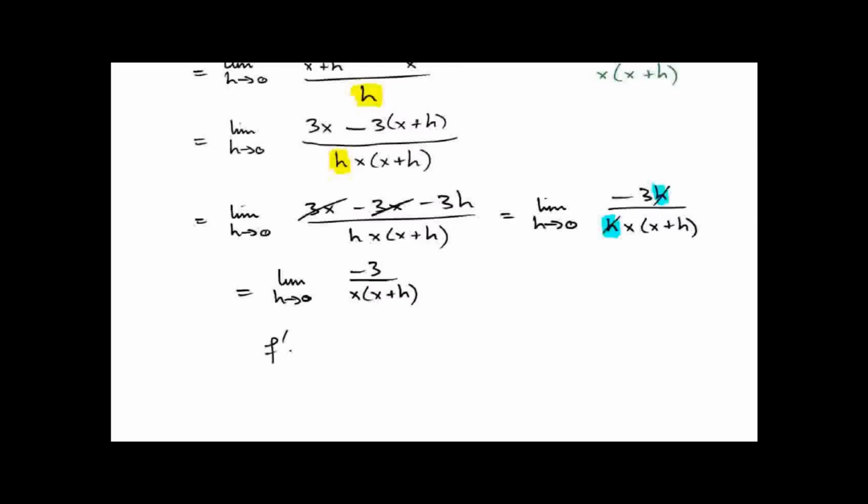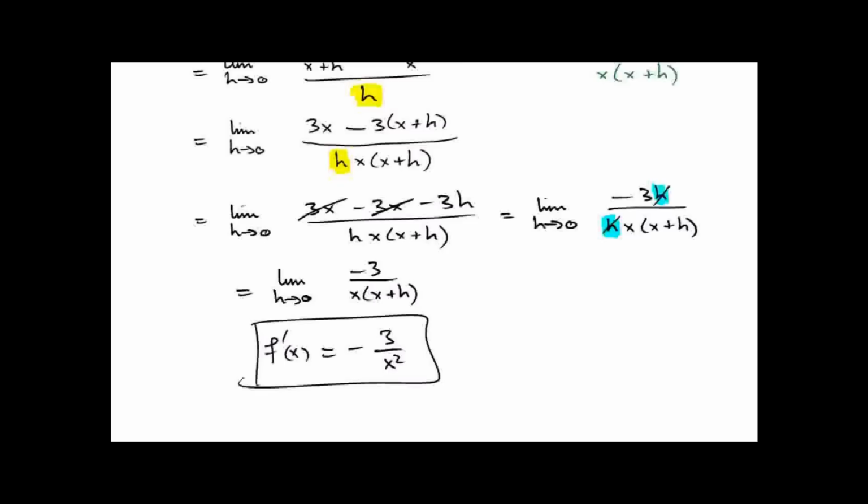So final answer. What's f dash x? Is there any problem with putting in 0 instead of h now? There's no problem at all, because if I put in 0 instead of that h, I'm left with x by x on the bottom, which is very simply just x squared. So my final answer is minus 3 over x squared. That's it.